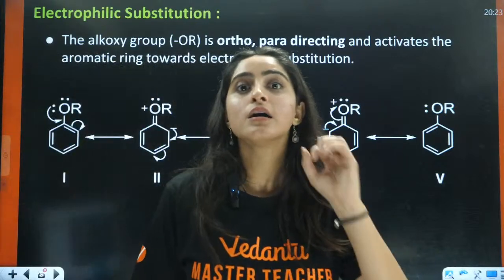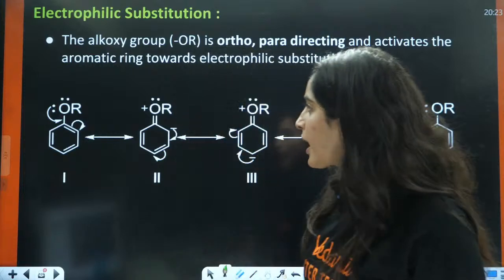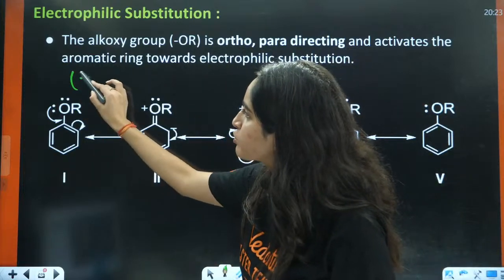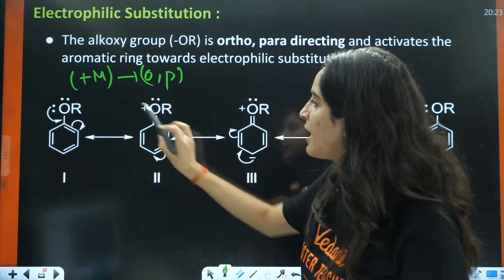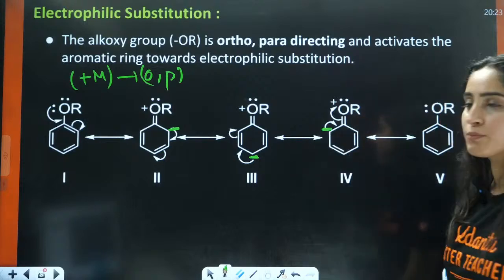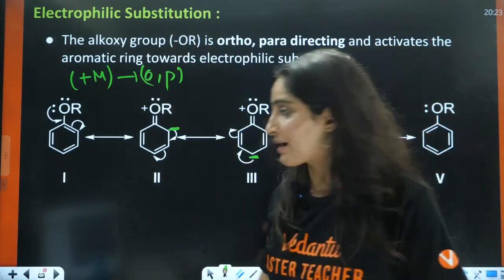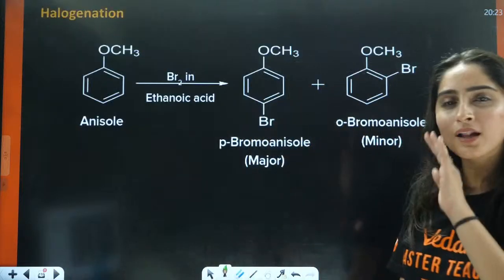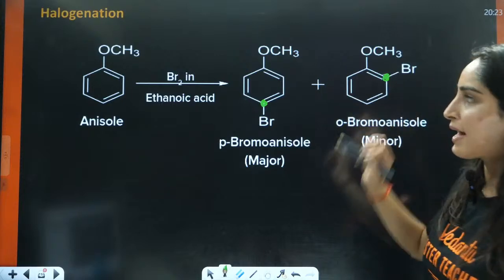Anisole has the same resonating structures as phenol, right? So it is also showing a plus M effect. That is why it is ortho-para directing. As you can see, you have negative charge on the ortho and para positions. That is why towards electrophilic substitution it is ortho-para directing, and hence in all the cases you will have substitution at ortho and para position.